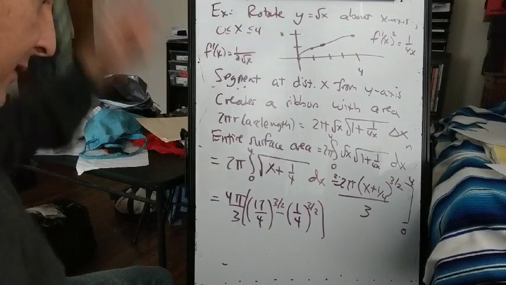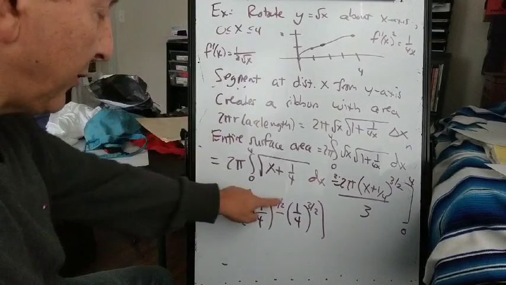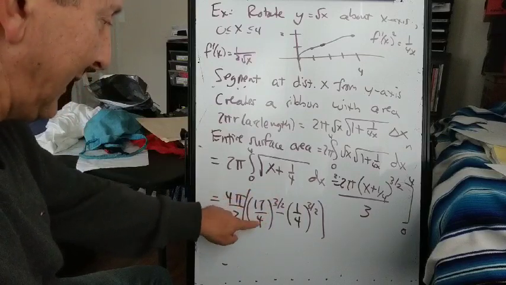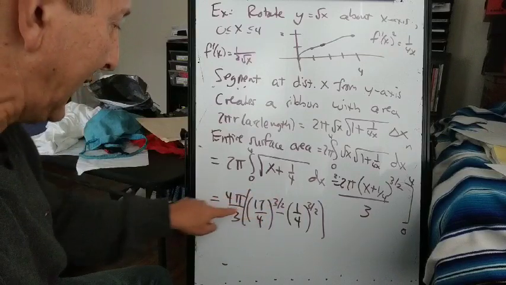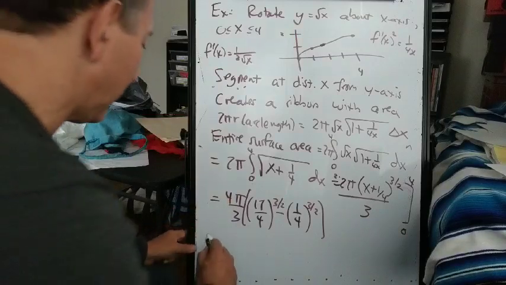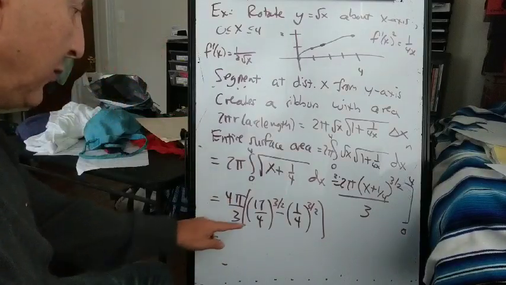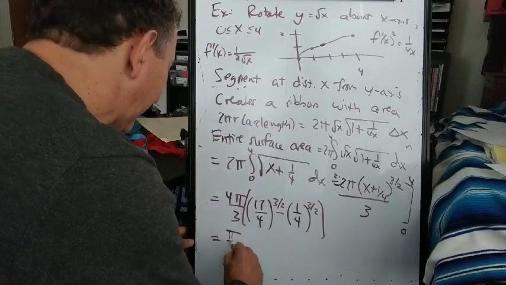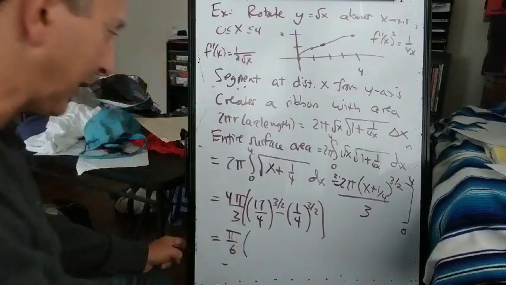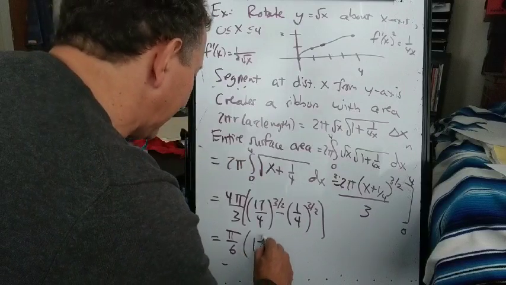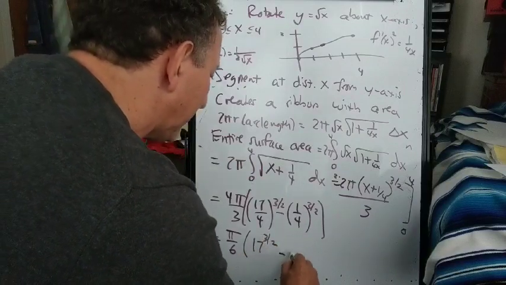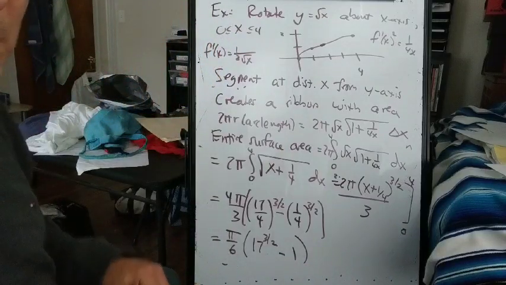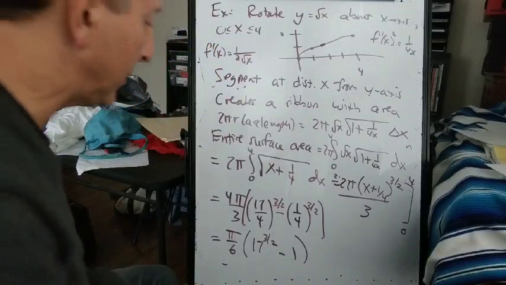And let's see. 4 to the 3/2 is the square root of 4 cubed, 2 cubed, that's 8. So I can pull an 8 out and cancel with the 4. 4 over 8 is 1/2. So we've got pi over 6 on the outside, and then I can get rid of the fractions on the inside. 17 to the 3/2 minus 1 to the 3/2, which is just 1. So pi over 6, 17 to the 3/2 minus 1.